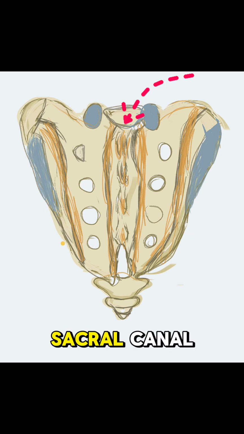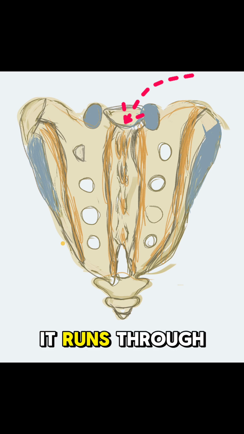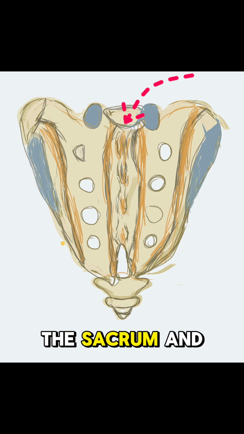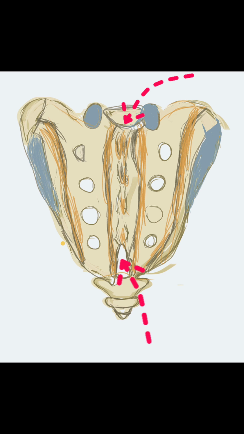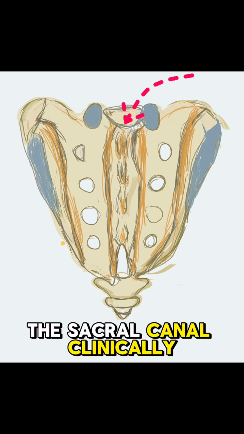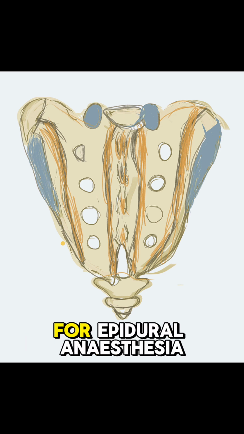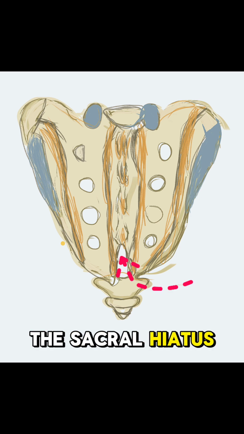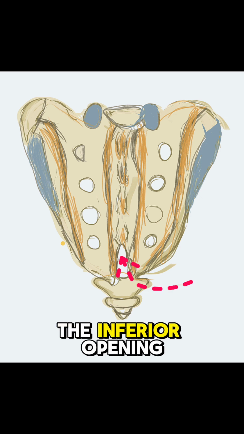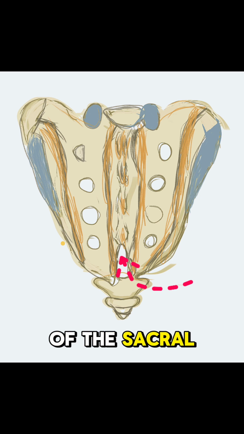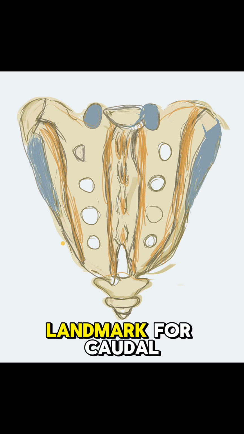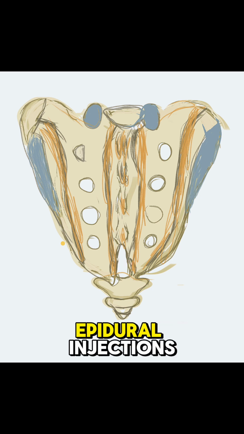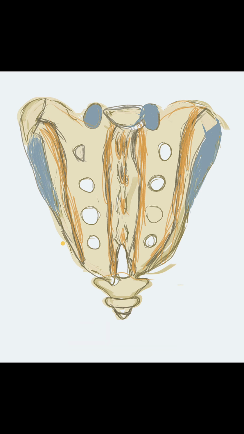This is the sacral canal. It runs through the sacrum and ends at the sacral hiatus here. The sacral canal clinically is the passageway for epidural anesthesia in adults and children. And here is the sacral hiatus, the inferior opening of the sacral canal. It is a landmark for caudal epidural injections.